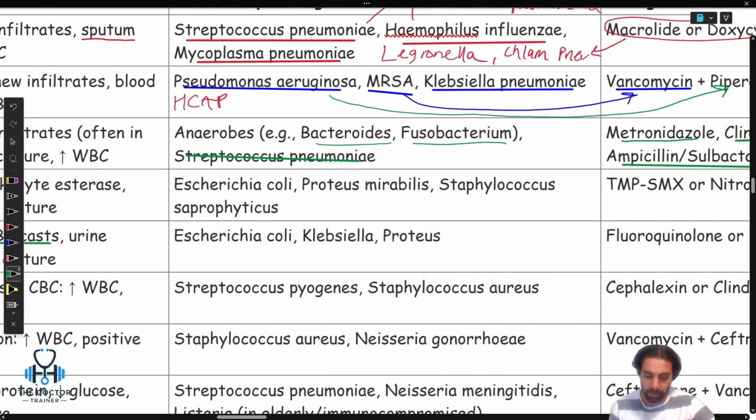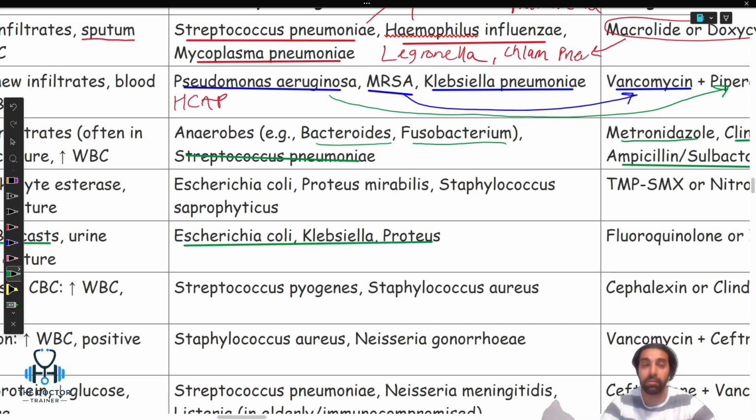The bugs are very similar, so they're going to be E. coli, Klebsiella, and Proteus for all UTIs and pylos. The only time you'll see Staph saprophyticus is going to be in your honeymoon UTI. And you would typically educate these patients on emptying their bladder after sexual intercourse.